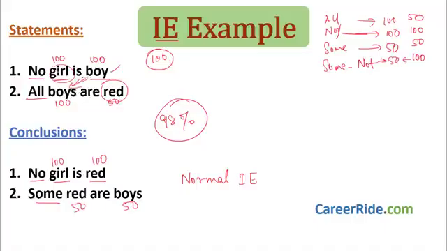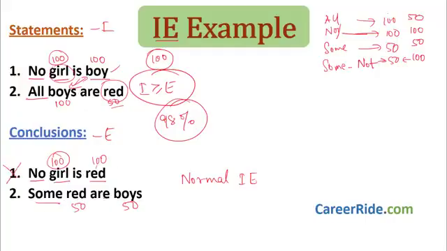Let's proceed. Girl income is 100, correct? This is income, this is expenditure. In expenditure, girl expenditure is 100. Income greater than or equal to 100. This is what we want. This condition gets satisfied. Okay, red income is 50, and here red expenditure is 100. Expenditure here goes above the income, so this is not a valid conclusion.